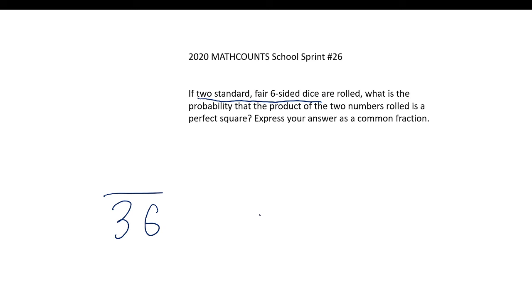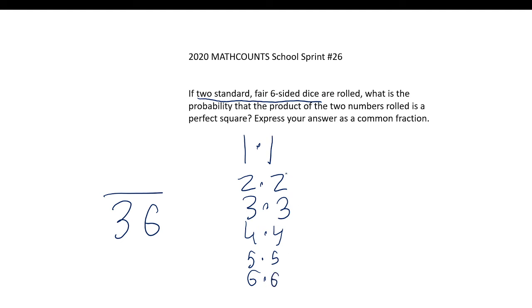So, first, we have multiple ways of just 1 times 1, 2 times 2, 3 times 3, 4 times 4, 5 times 5, and of course 6 times 6. All of these result in perfect squares. We have 1, 2, 3, 4, 5, 6 favorable outcomes if we roll a double, the same number twice. And then we take the product of that, we're going to get a perfect square.